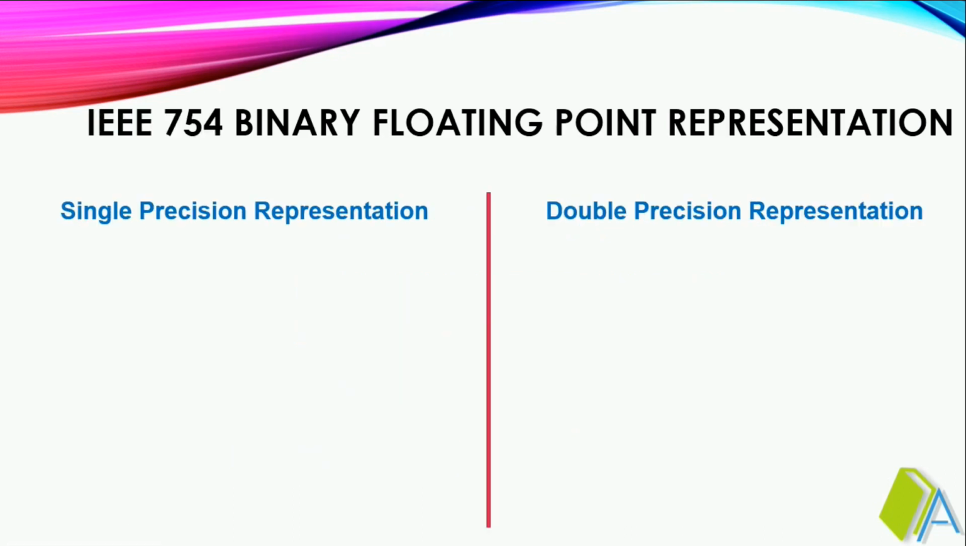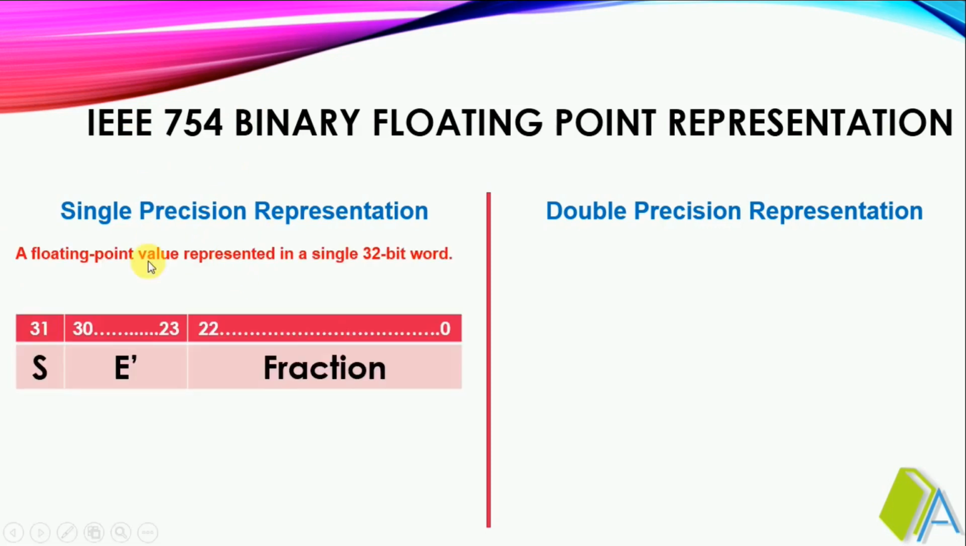Single precision as well as double precision formats come under the IEEE 754 standard. Single precision format is used to represent a 32-bit floating point number. This is the single precision format. The first bit is my sign bit. Of the remaining 31 bits, the first 8 bits represent the biased exponent. The last 23 bits are used to represent the fraction or mantissa. The biased exponent is calculated by adding the bias value 127 to the exponent value.